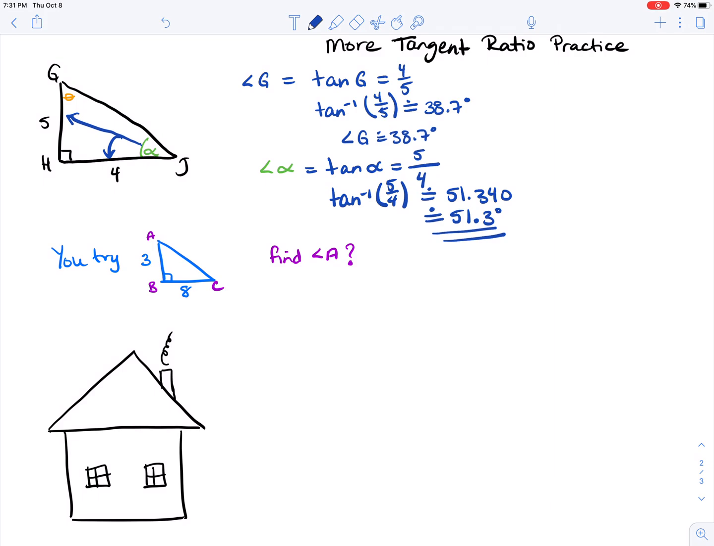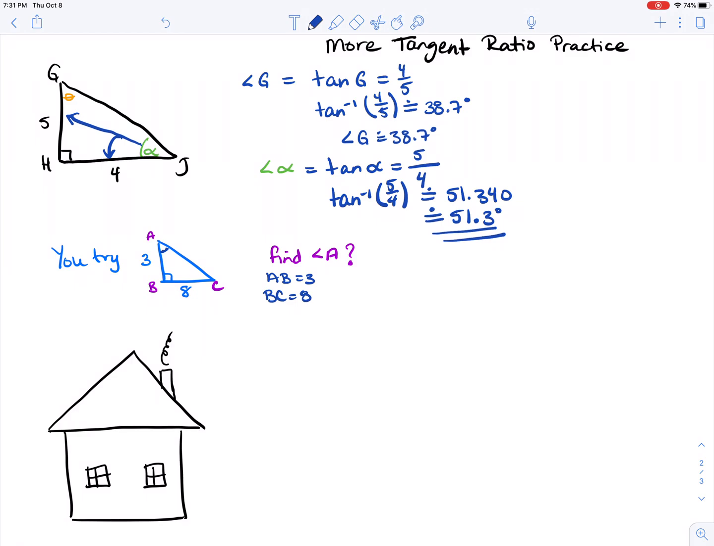Let's have you try. I want you to find angle A in triangle ABC, with the length AB equal to 3 and BC equal to 8. Pause the video and come back for the answer.